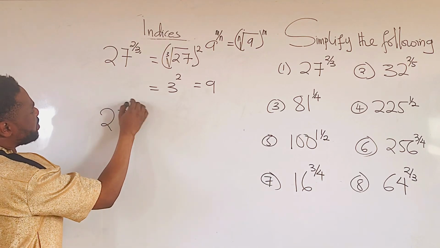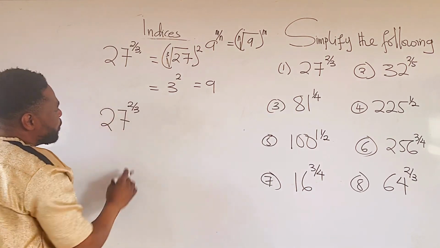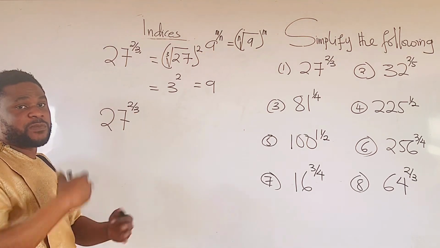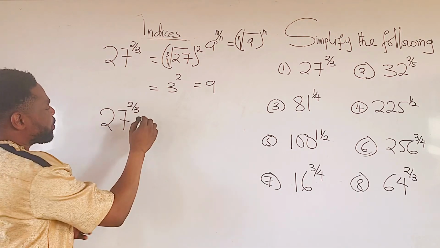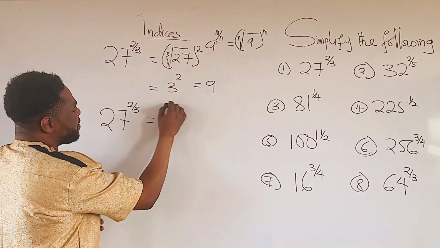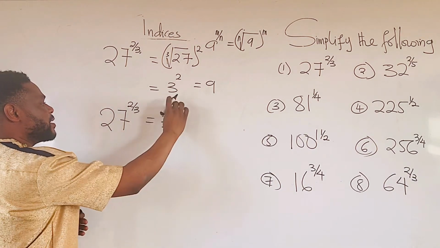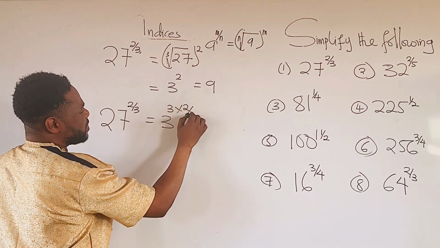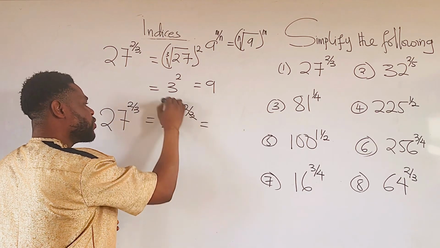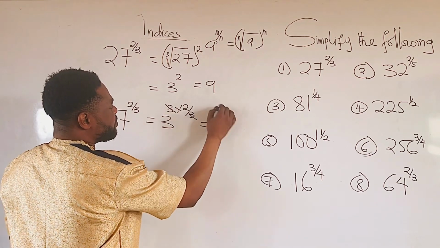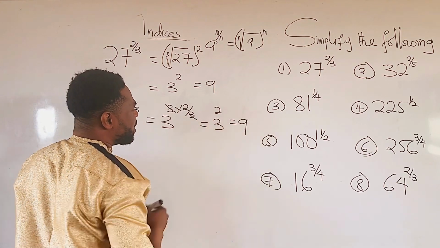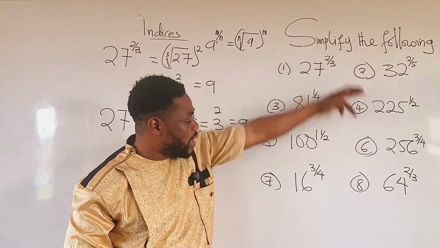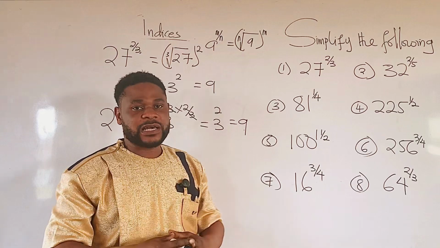Now we can use another approach here. 27 raised to the power 2 over 3. Now we use our 3 here as a determinant to find a number that will raise to the power 3 to give us 27. And we can see that 3 raised to the power 3 will give us 27. This 3 will multiply this exponent, which is 2 over what? 3. What can we do? This will nullify this. We have 3 raised to the power 2, which will give us what? 9. Now let's use any of the approaches to try question number 2 up to number 8 and leave the answer in the comment section.